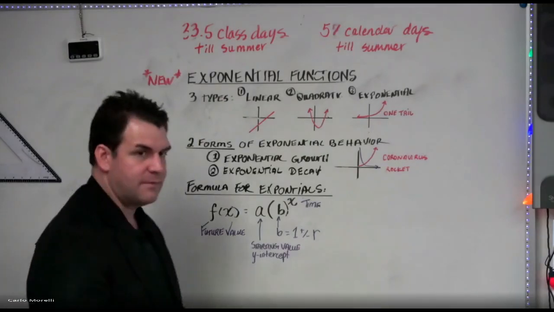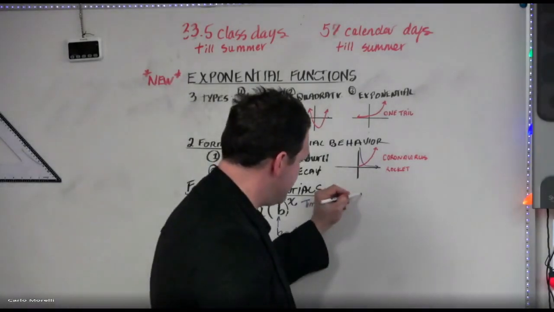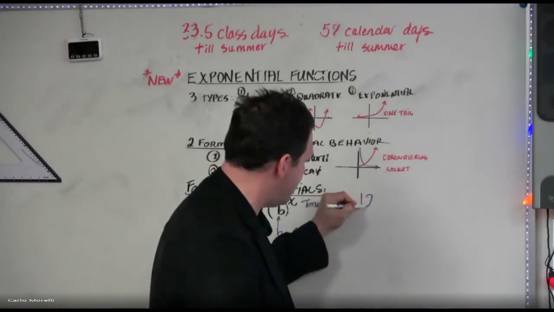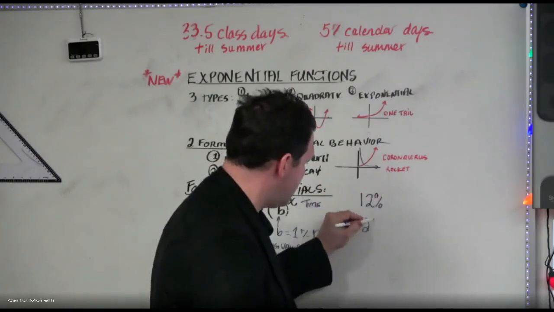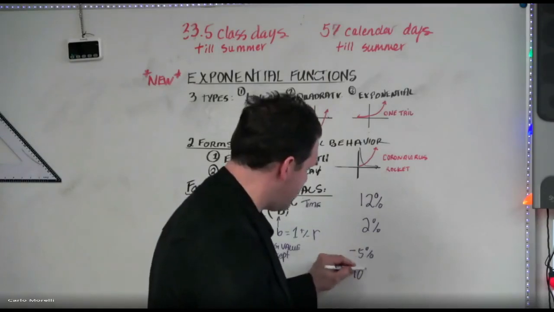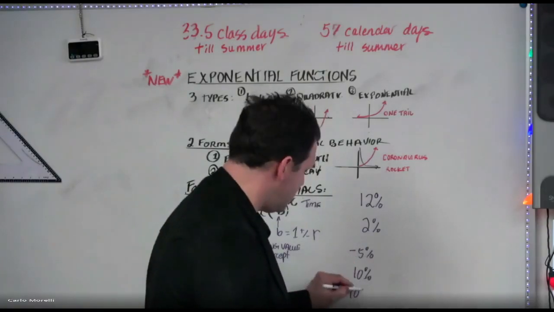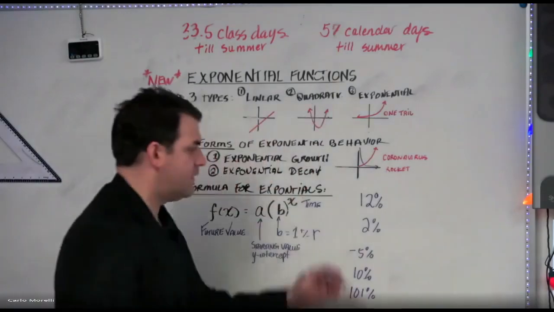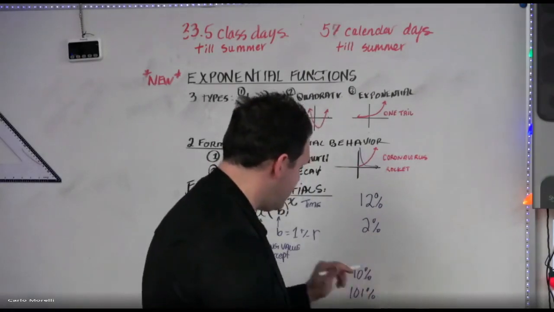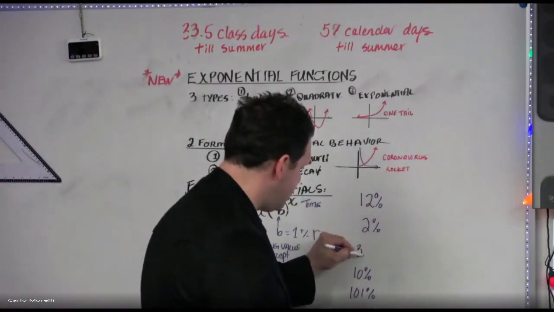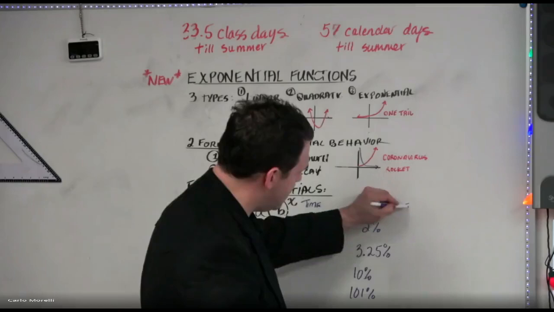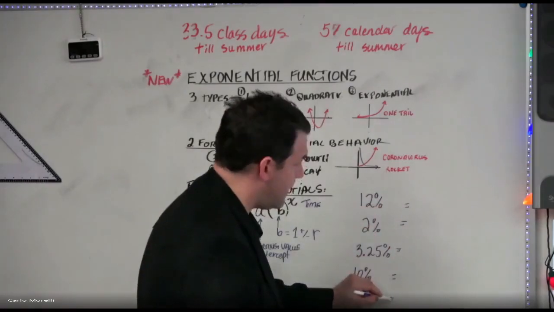So I'm going to give you some examples. First, we need to remember how to convert percent to decimal. So I'm going to give you some examples. 12%, 2%, -5%, 10%, 101%. Okay, we're going to convert all of these. Wait. I want to change this. Instead of 5%, I want to put 3.2%, 3.25%. Okay, we're going to convert all of these into decimal form.